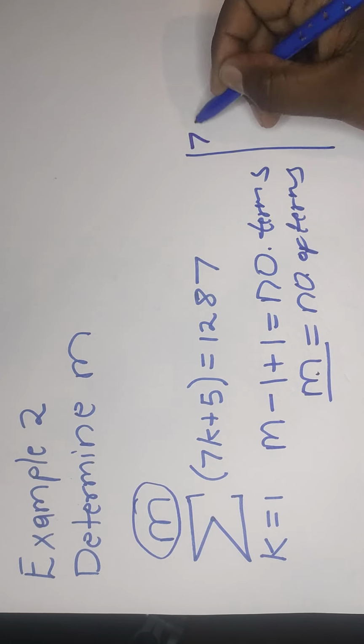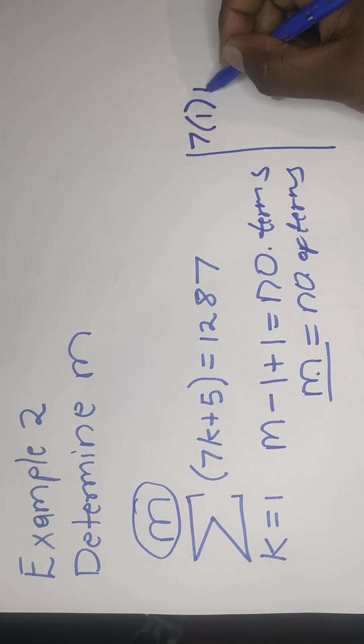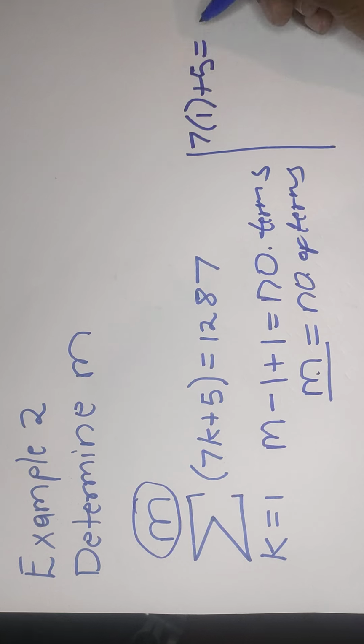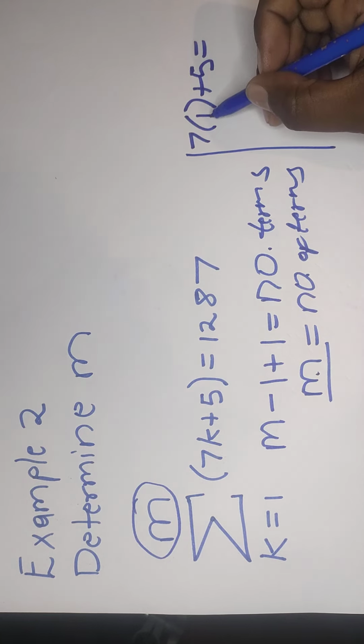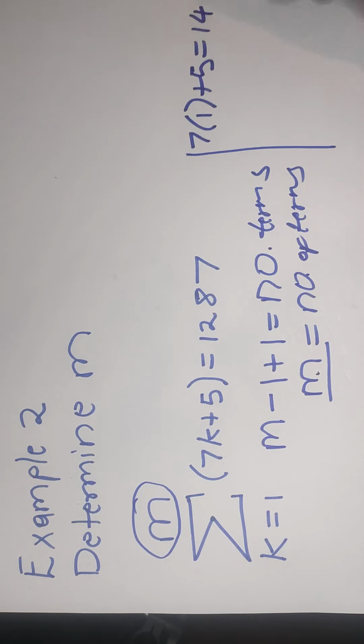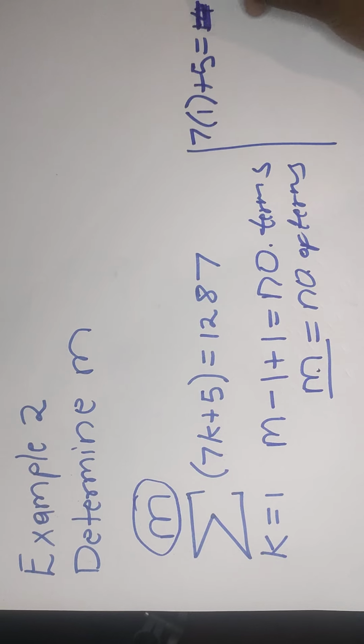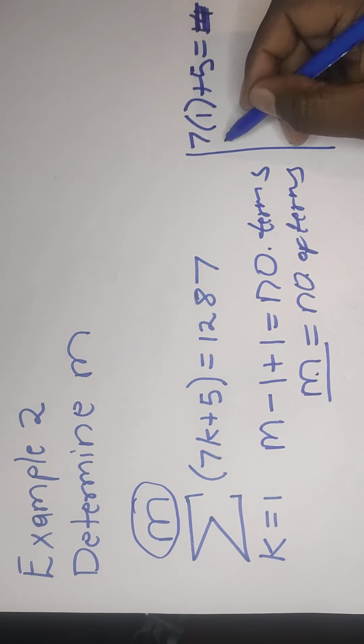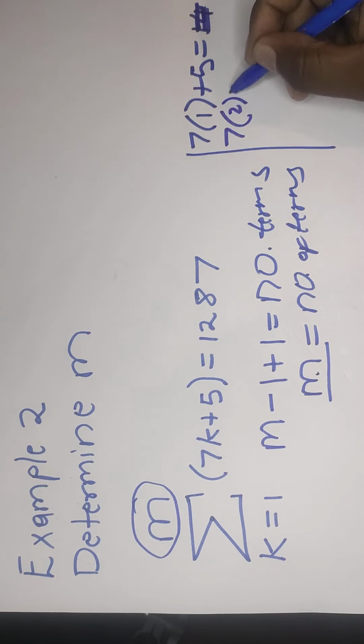This will be 7. You need to substitute the first value. 7 times 1 plus 5 is equal to 7 times 1, which is 7, and the answer there is 14. Sorry, the answer is 12. Right, and then 7 times 2 plus 5.